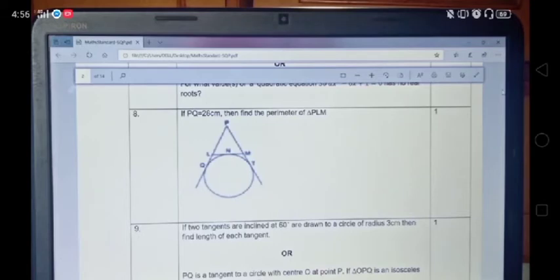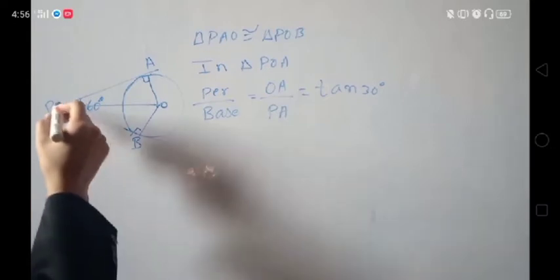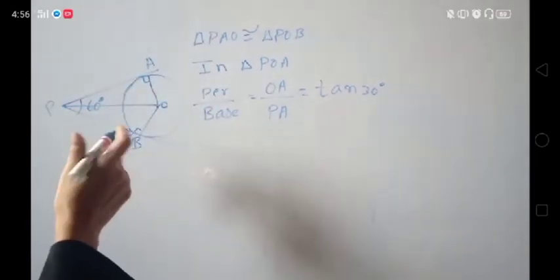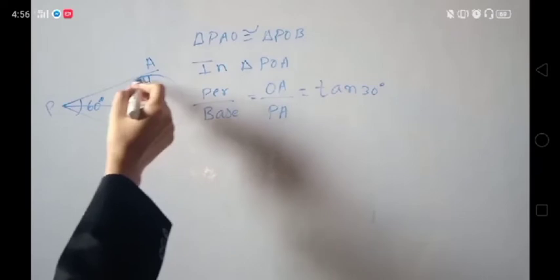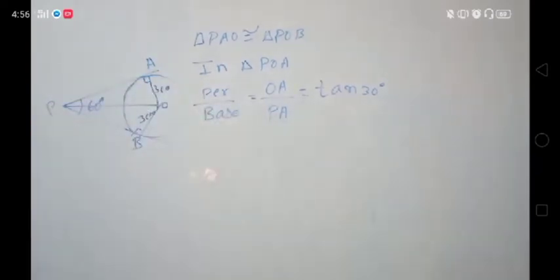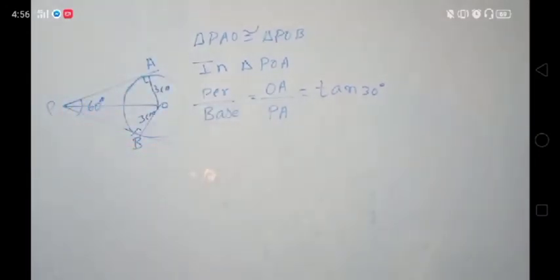If two tangents inclined at 60 degrees are drawn to a circle of radius 3 centimeter, then find the length of each tangent. So here two tangents are drawn to a circle of radius 3 centimeter, and we have to find the length of the tangent. Here the external point is P. From the same external point we draw two tangents PA and PB, inclined at 60 degrees, to a circle of radius 3 centimeter. The radius is 3 centimeter. Now we have to find PA or PB, the length of the tangent.